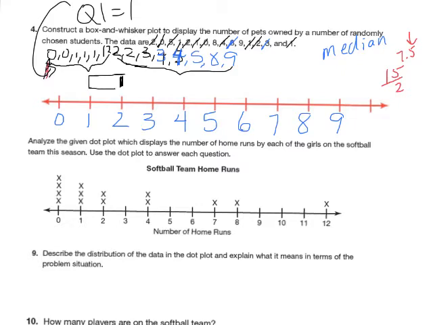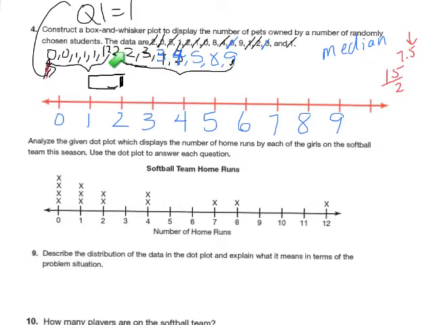So Q1 is the lower part of the box. And then the upper part of your box is the middle of this number. So we have, let's see, you want to count these, the top half. You want to count the top half and find the middle of those. So let's start with this one. 1, 2, 3, 4, 5, 6, 7, 8. Okay.